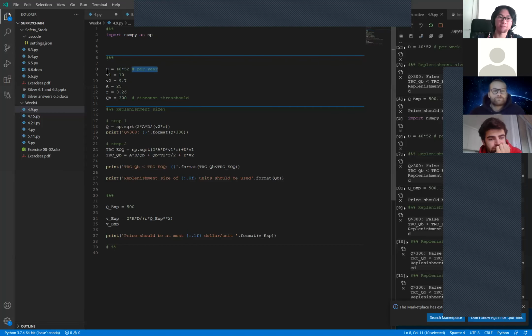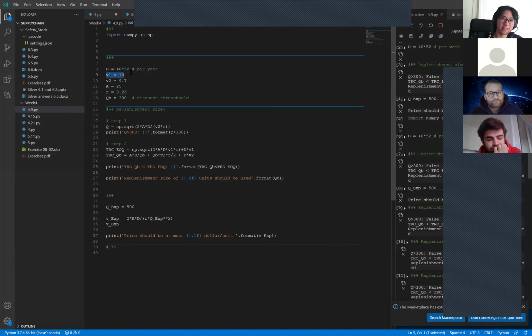But here I think this one is simpler. I just changed the demand. There are 52 weeks per year, so you multiply it by 52, and this is the total demand of a whole year. And then you can use this because then they're in the same unit.